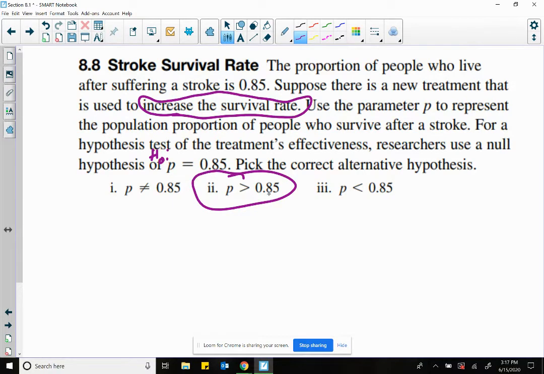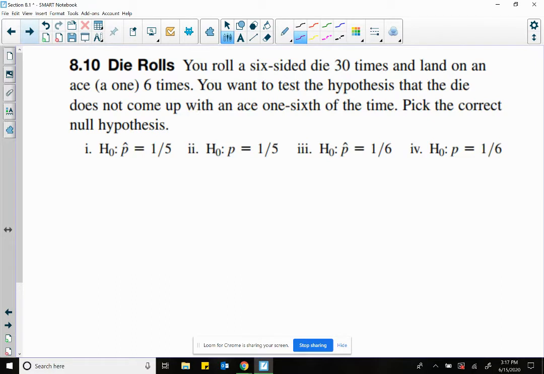We want this number to be higher, which means that P is about surviving. So we want more survivors. Okay. And I believe this is the last one on the hypothesis again. So this one is having you pick the correct null hypothesis.